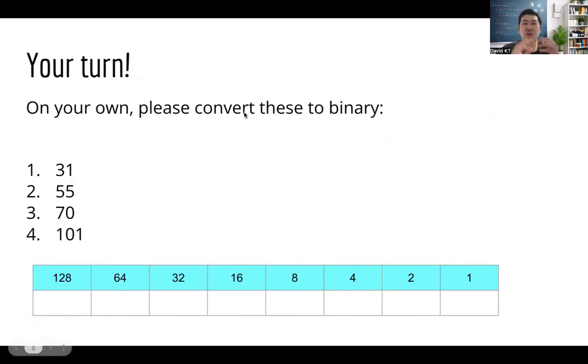Your turn, so do this on your own. Yes, you can pause this video and convert these to binary on your own. Go. So I guess you're finished pausing.